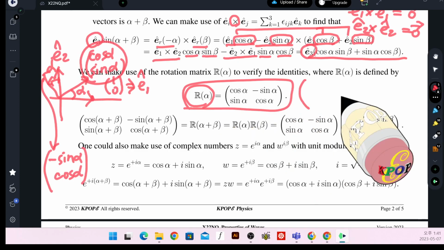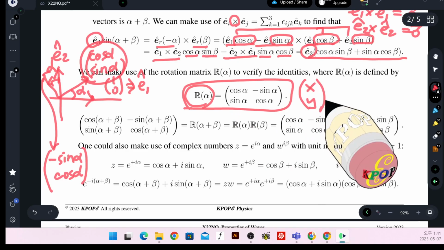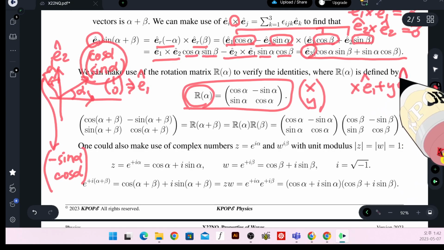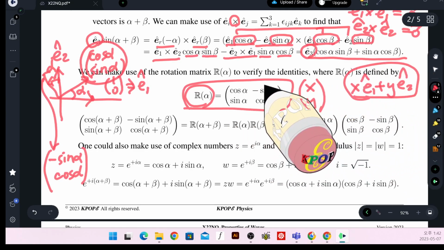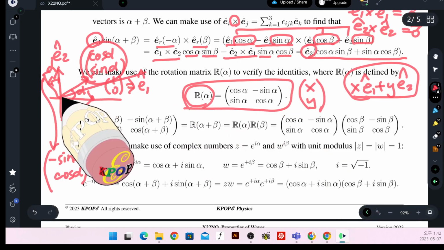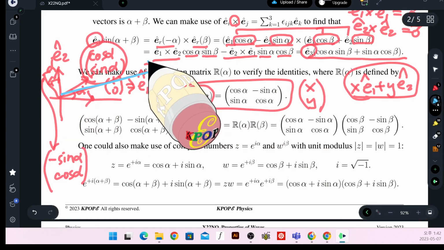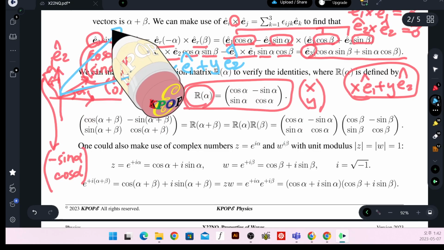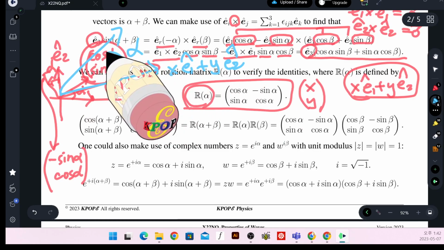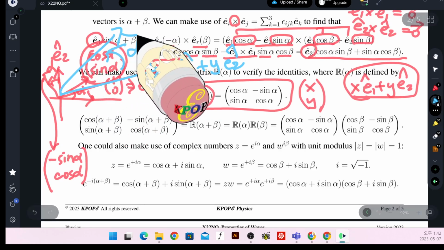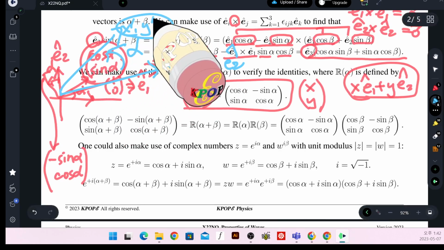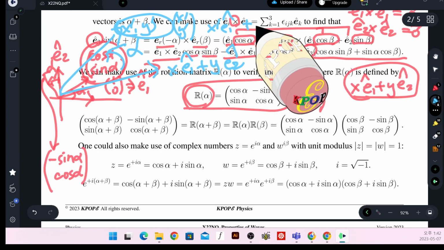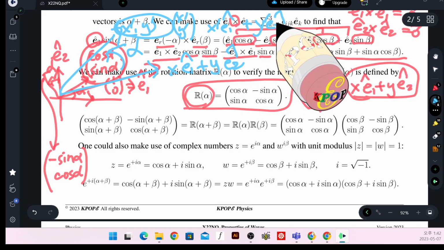Therefore, any vector (x, y), which can be represented by x e1 hat plus y e2 hat, can be rotated by an angle of alpha counterclockwise to find (x', y'), or x' e1 hat plus y' e2 hat, to be like that.